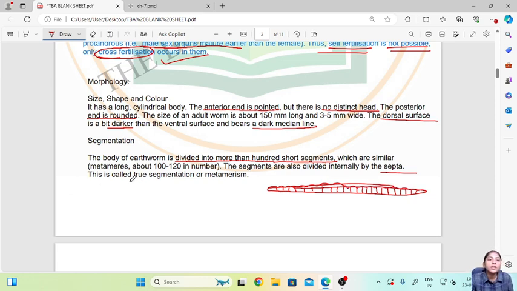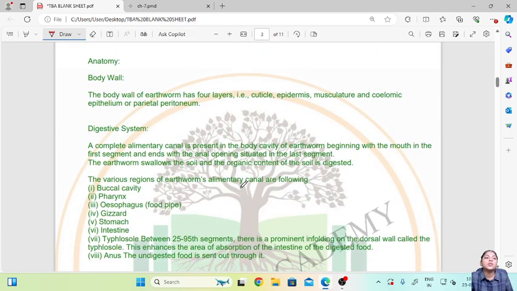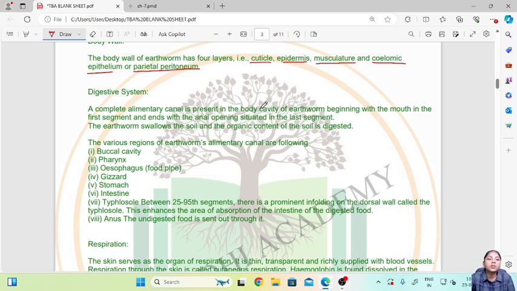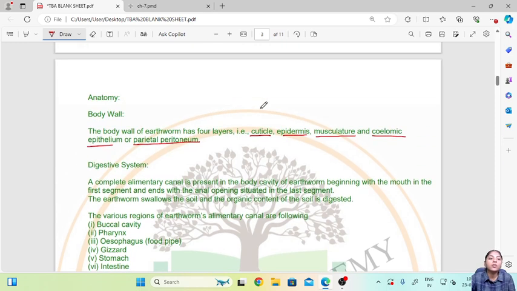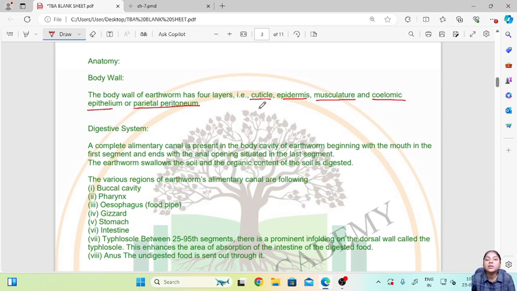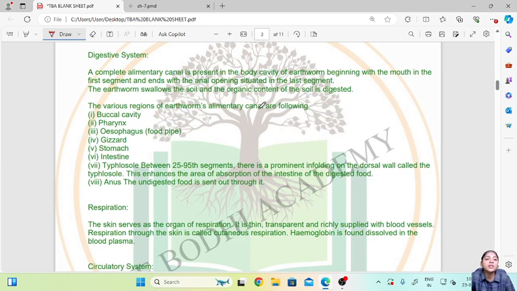So this is called as true segmentation or true metamerism. Then let us talk about the anatomy of these earthworms. So first is the body wall. The body wall of earthworm has 4 layers, that is cuticle, epidermis, musculature and coelomic epithelium or the parietal peritoneum. Then the next one is digestive system.